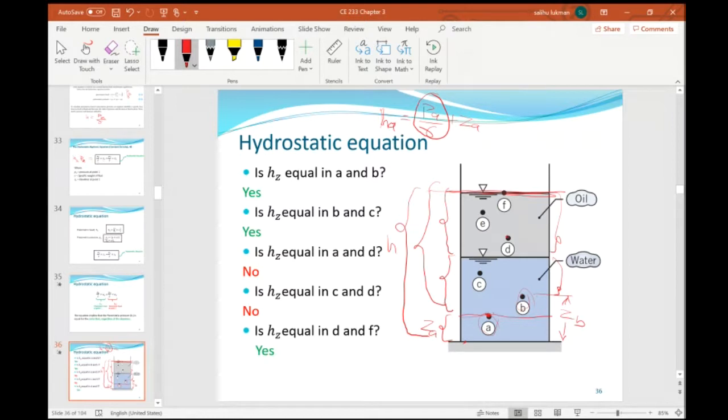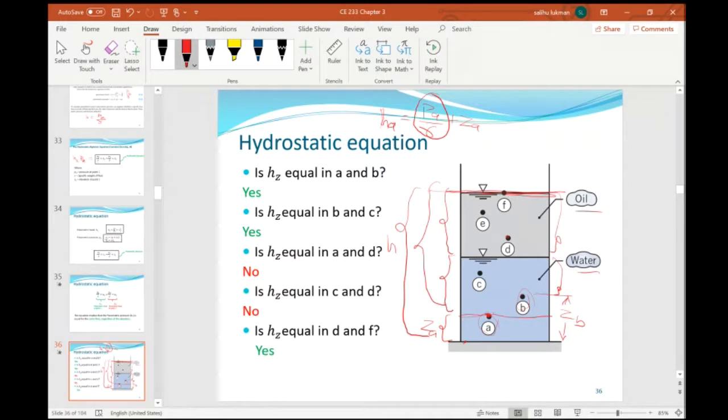They are in different liquids. You remember we mentioned that the condition for using the hydrostatic equation is that the density must be constant. In this case, density is not constant. This is oil, this is water, two different fluids. The oil is floating on top of water, so it is less dense than water. So in this case, the piezometric heights are not the same because the density is not the same for oil and water.